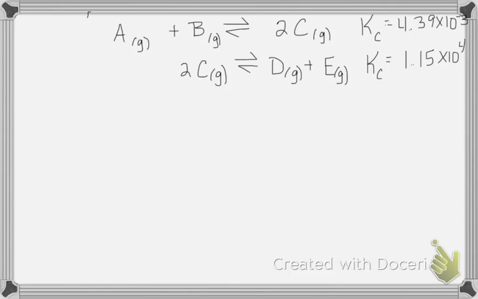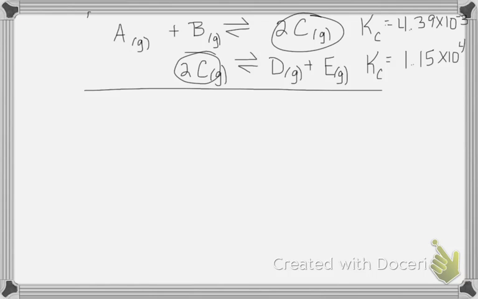Okay, given those two equations, what would those two equations add up to be? We kind of did a little bit of that at the end of the kinetics chapter. Y'all recognize that those cancel out, and you see that A plus B yields D plus E.